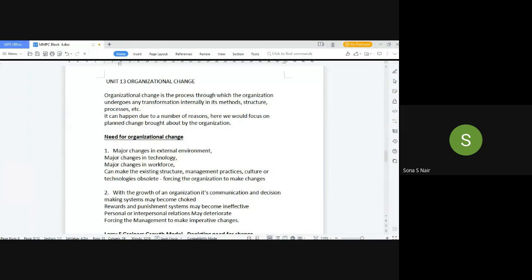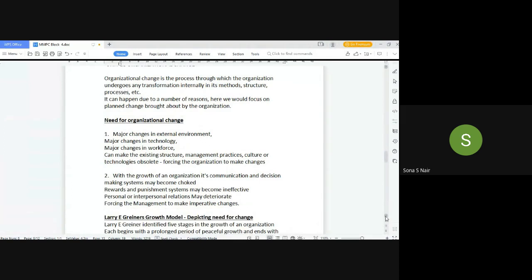Now, why does the organization need to change? Does anyone have an observation? Okay, I don't think so. So, why does the organization need change? The organization would need change majorly because of two things.